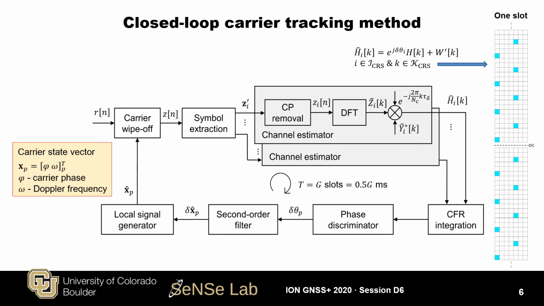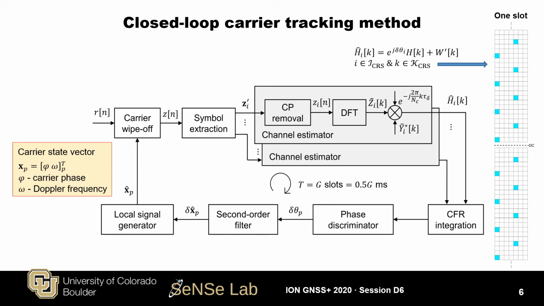The CRS transmission pattern within one slot is shown at the right. It is only transmitted in the first and fifth symbols within each slot, and the subcarrier spacing between two CRS pilots is 6. Then, the CFR estimations over multiple slots within an updating interval can be integrated as the input to the phase discriminator.